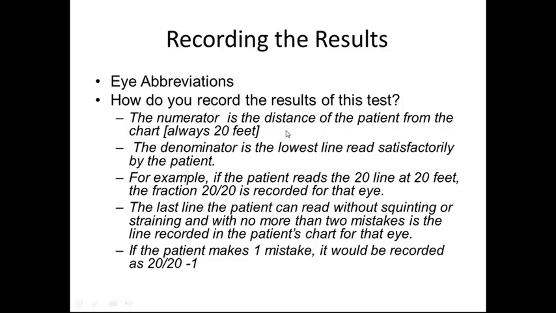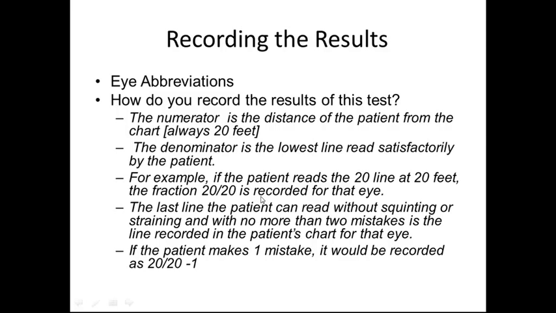How you will record the results of the test. The numerator is the distance of the patient from the chart, which is always 20 feet unless you have a different chart. The denominator is the lowest line read satisfactorily by the patient.